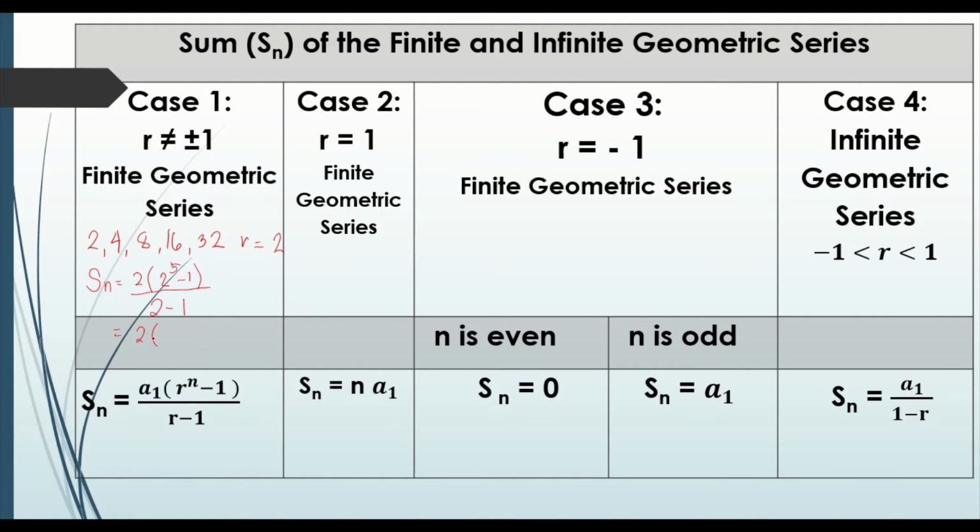Simplifying, 2 raised to 5 is 2 times 2 times 2 times 2 times 2, which is 32. So the answer is 32 minus 1, all over 2 minus 1, which is 1. Simplifying, copy 2, and 32 minus 1 is 31. 2 times 31 all over 1 is 62. So our S sub n, or the sum of this sequence, is 62. If we add 2 plus 4 plus 8 plus 16 plus 32, the answer is 62.